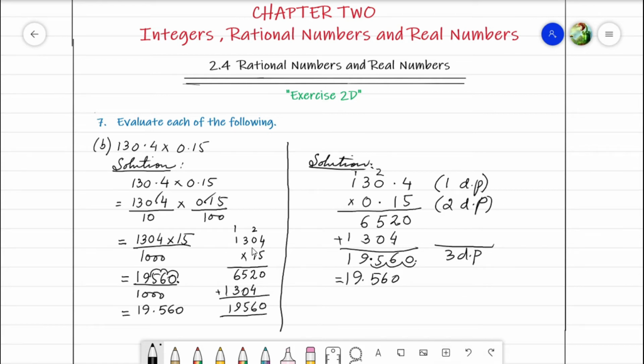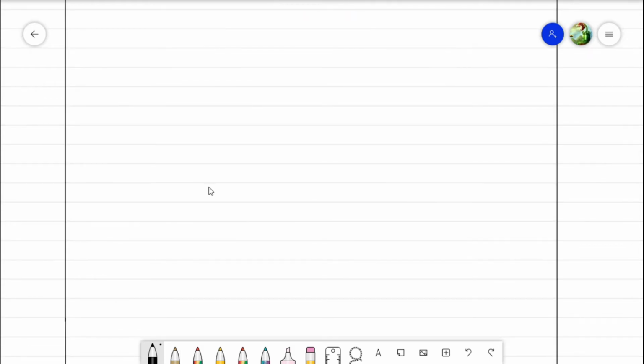Okay, now we are going towards the next question. Now we are going towards part D, and this is 0.25 multiplied by 1.96. First of all, I will write the solution, and now I will write it again because we are solving it by the first method. In this method I will remove this decimal, and after the decimal point there are two numbers, 2 and 5.